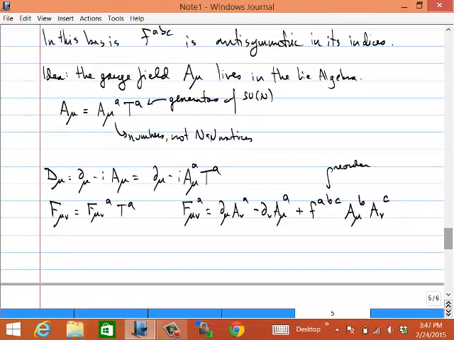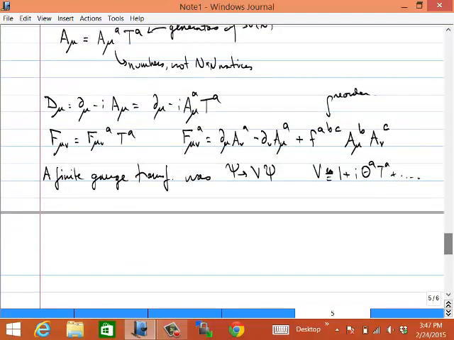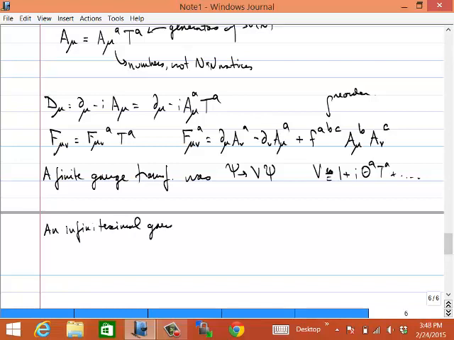Let me make just one or two more comments. We saw that a finite gauge transformation was psi going to V psi, and if you expand, V is 1 plus i theta a T a plus dot dot dot, you can write the formula for an infinitesimal gauge transformation, where the variation of your field psi is just i times theta a, now as a function of x, T a acting on psi.